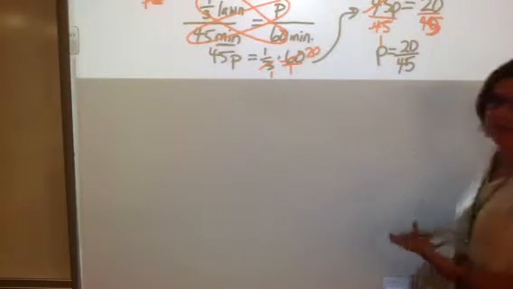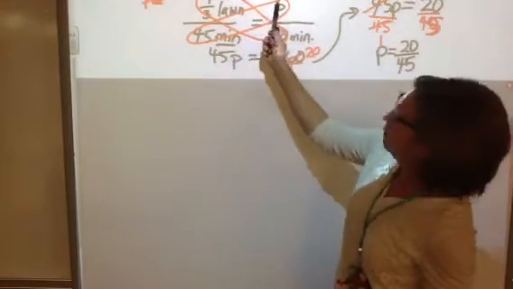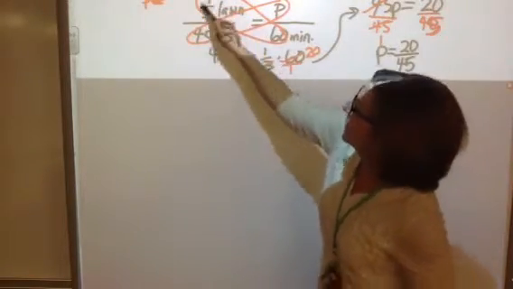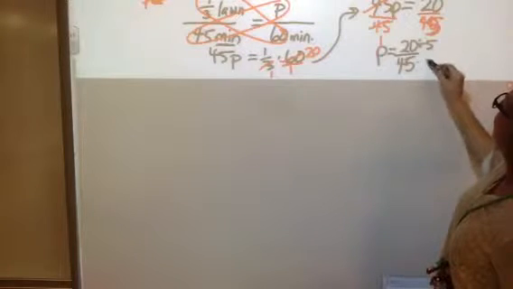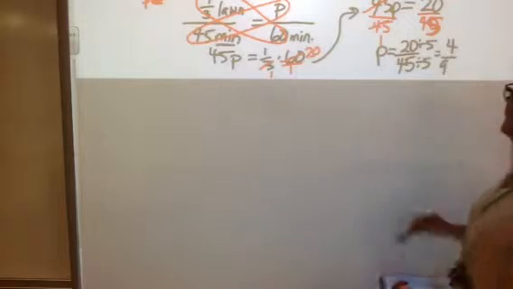And you think, well, Ms. Stevens, it's a fractional answer. Yeah, remember we're trying to find a portion of the lawn, which could be a fraction. And this portion of the lawn is 1/3, so this is probably a fraction. So I'm going to divide by 5, a common factor, and I end up with 4/9.